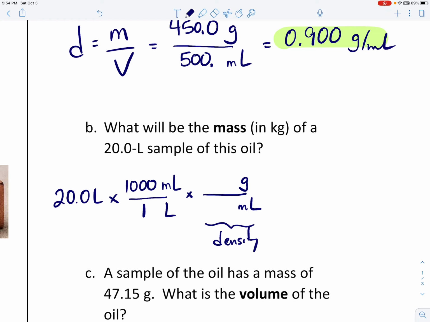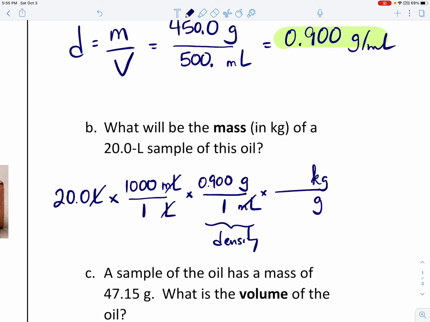The density up above said 0.900 grams, so we'll put the 0.900 beside the grams for every 1 milliliter. But the question didn't want the mass in grams. It wants the mass in kilograms. So we'll do one more unit multiplier. We'll get rid of the grams for mass, and we'll switch to kilograms.